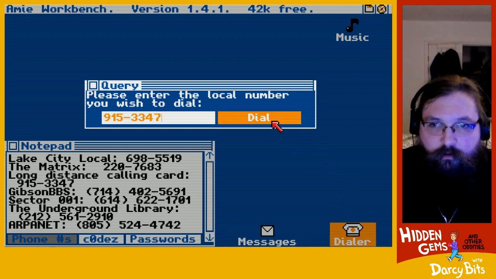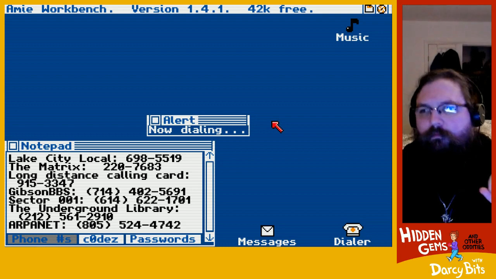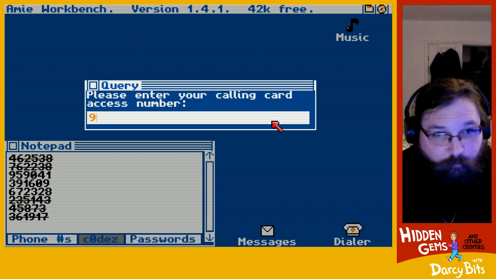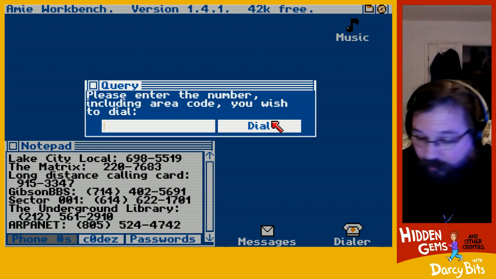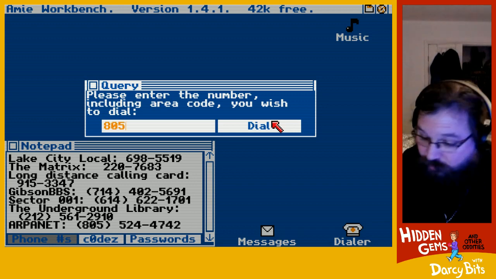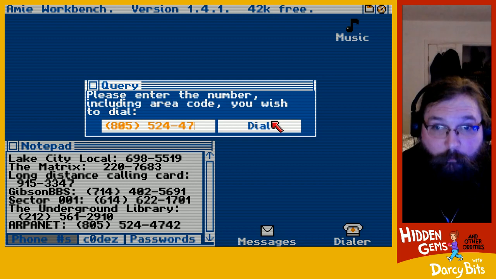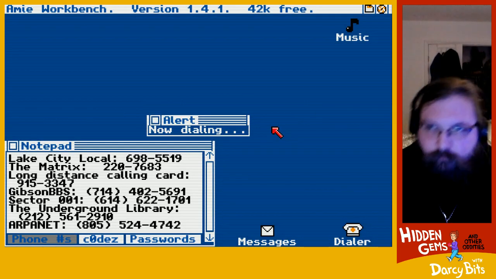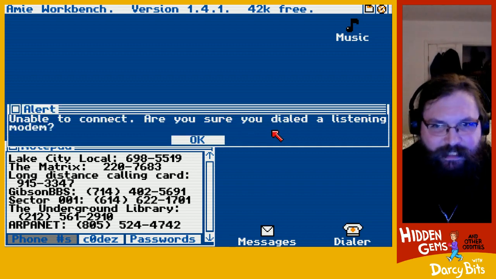915-2347. Now, they said telephone this number, so it probably won't answer, but I want to try it. Because basically every number we've seen so far in the game has been a number we can call, so it stands to reason that this might work. Unable to connect. Are you sure you dialed a listening modem?